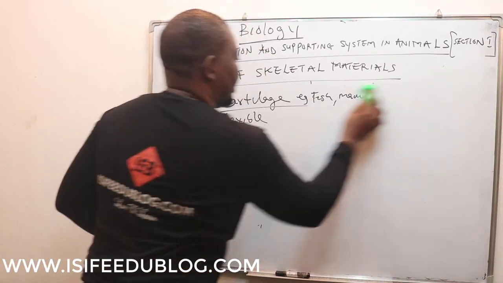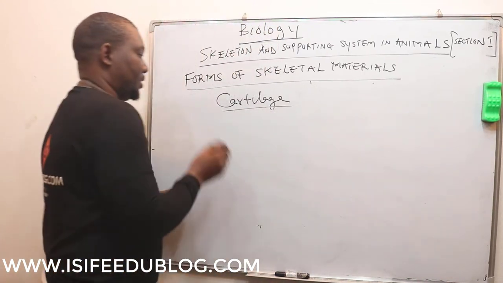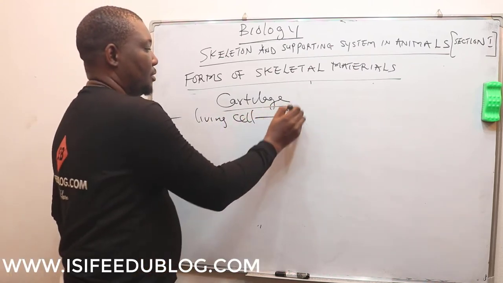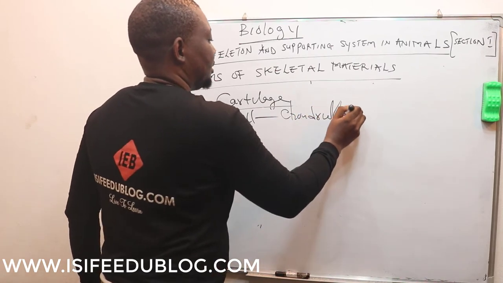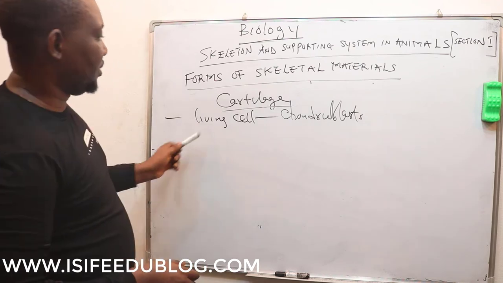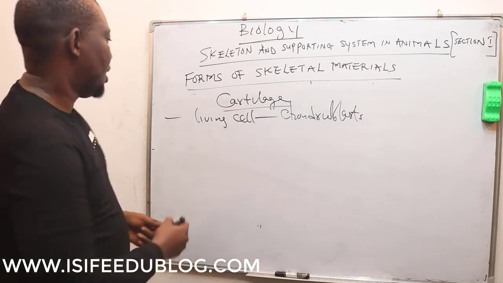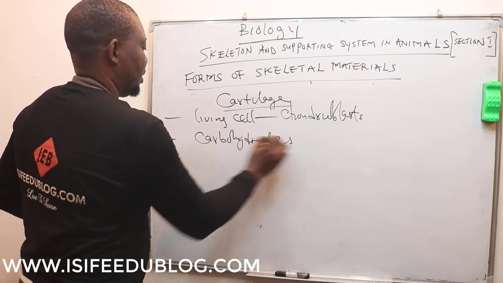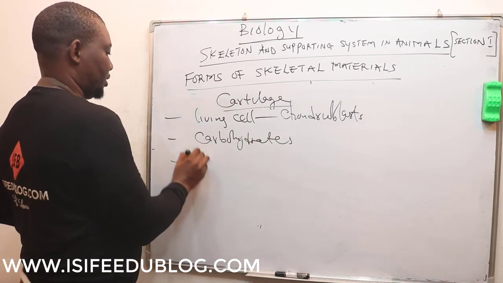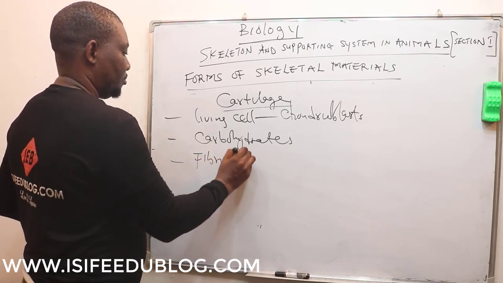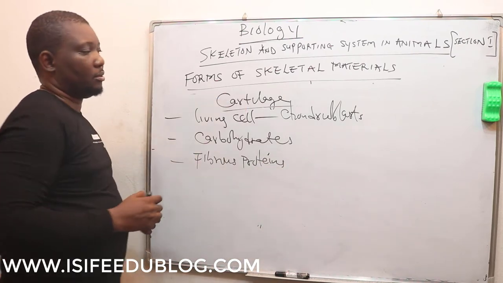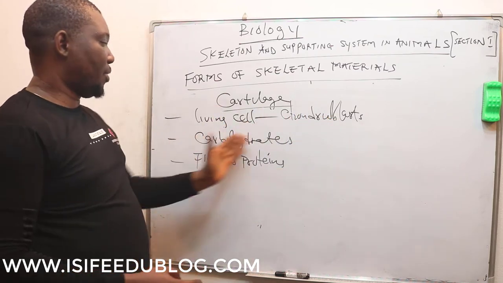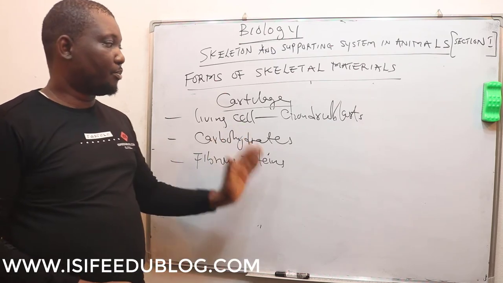Let's look at what cartilage comprises. Cartilage comprises a living cell known as chondroblasts. A living cell of cartilage is known as what? The chondroblasts. And then two, the cartilage also comprises carbohydrates. And three, the cartilage also comprises fibrous proteins.